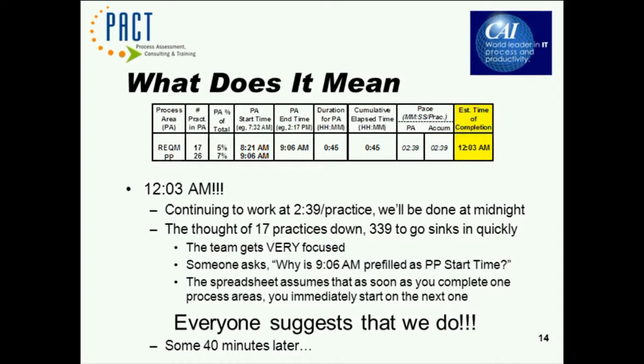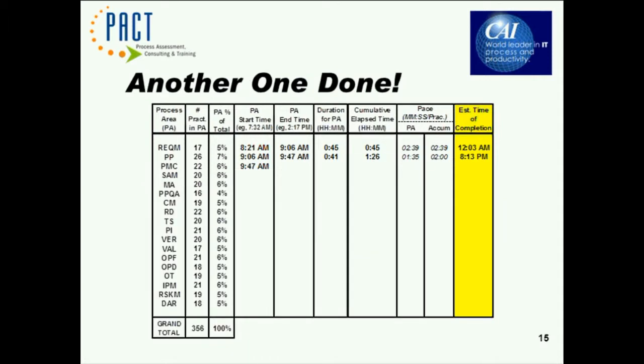So some 40 minutes later, we finish up with project planning, and of course I put that number in the spreadsheet as well. And if you look at the PACE columns, not the yellow one on the right, but the next two columns, essentially what those are saying is within the process area itself, PA means process area, within the process area of project planning, we spent 1 minute and 35 seconds per practice. So that's an improvement over the 2 minutes and 39 seconds per practice that we spent in requirements management. So we've accelerated the pace.